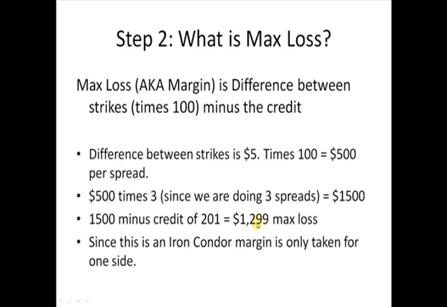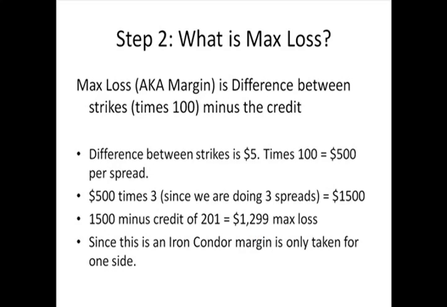This is also called the margin, because that is the amount that's going to be required that you have in your account to cover this amount. The broker is going to make sure that you have this $1,299 in your account in order to do this trade. If you don't have this, you can't do the trade.